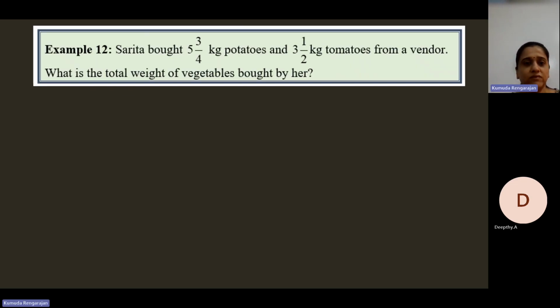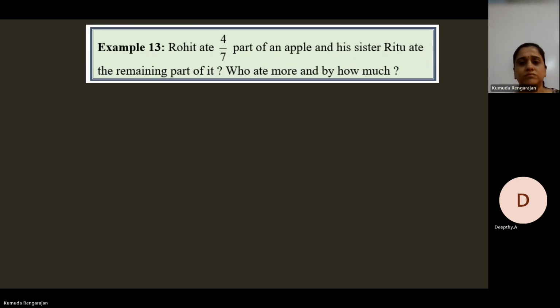So these questions you'll do by yourself. We'll do, look at this one. Rohit ate 4/7 part of an apple and his sister Ritu ate the remaining part of it. Who ate more and by how much? If Rohit had 4/7, how much did Ritu have? 3/7. Correct. Okay, Rohit had 4/7, so that means Ritu had 3/7, right?